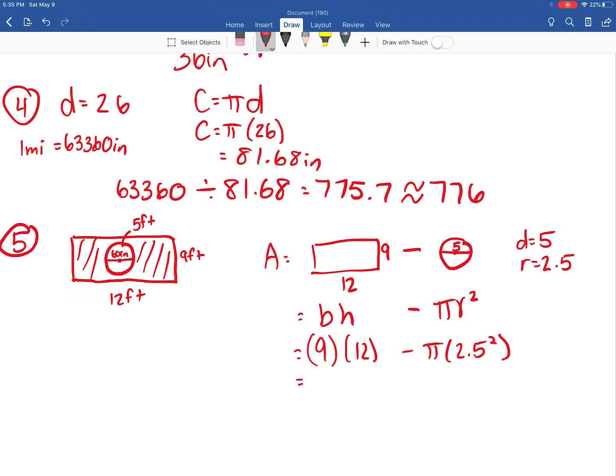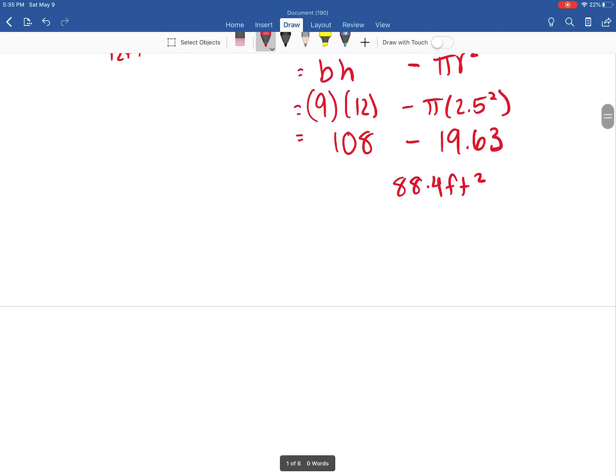And at this point, I'm plugging into my calculator. Start by doing 9 times 12, then 2.5 squared because of order of operations, times pi. And now I'll subtract and round to the nearest tenth to get 88.4 feet squared.